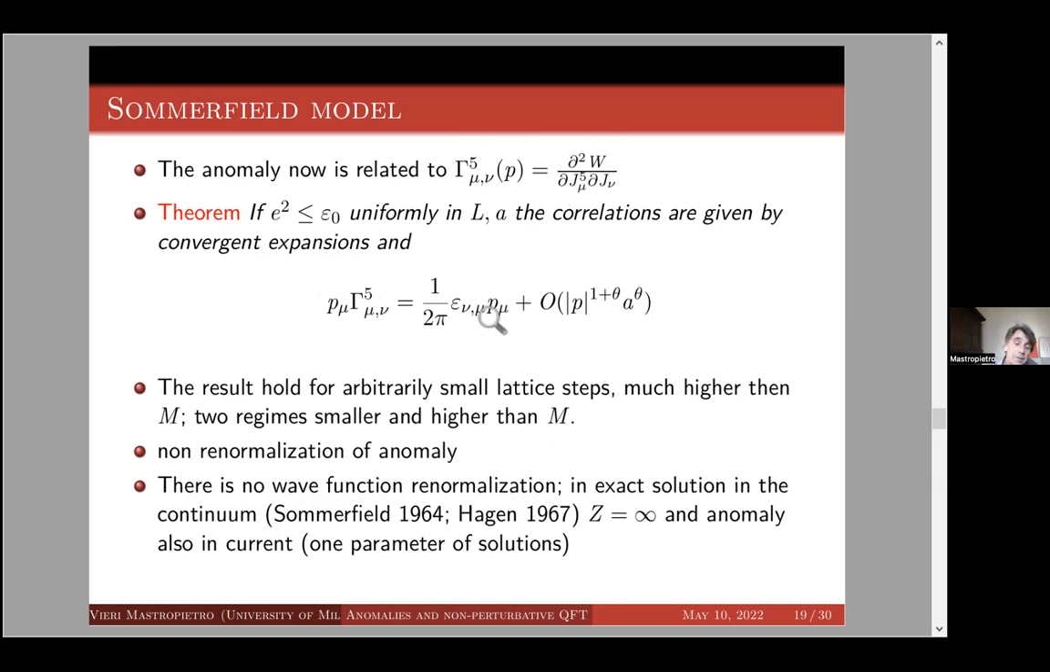Let me say that these results really use the lattice. It is really crucial to have the lattice. There are exact solutions for this model, very old, from 1964 by Hagen and Sommerfeld. In that exact solution, you get zeta going to infinity, and the anomaly is not universal. So why is there this discrepancy? Because the regularization holds for continuum models, and the regularization breaks some symmetries. Instead, I'm considering a lattice model, which is non-solvable, but as a byproduct I have this phenomenon that happens in realistic theories: the anomaly is not renormalized, and the wave function normalization is not infinite. But this is just because I'm carefully choosing this lattice theory. If you consider other regularizations, for instance a momentum regularization, you don't get this result.